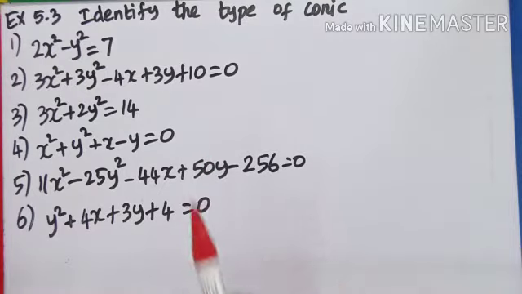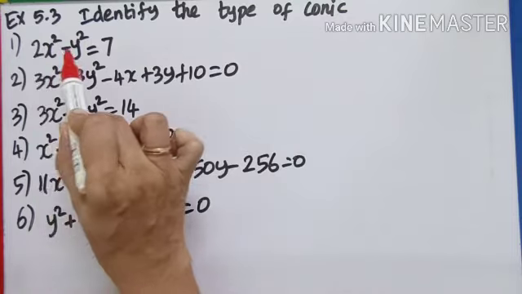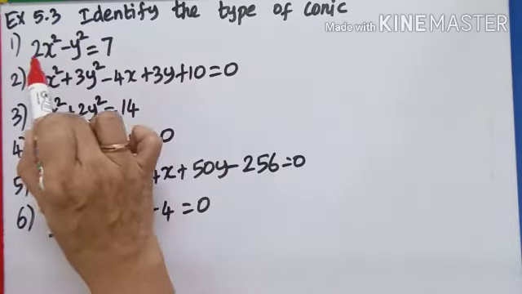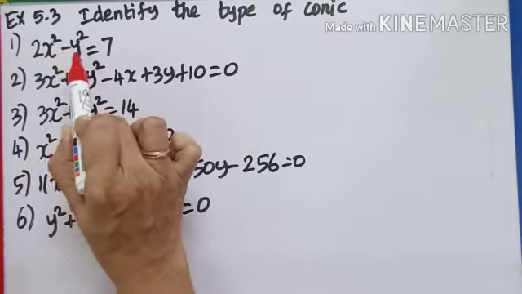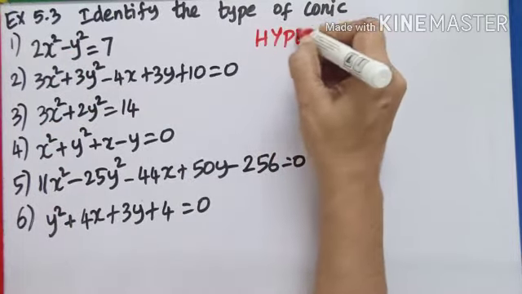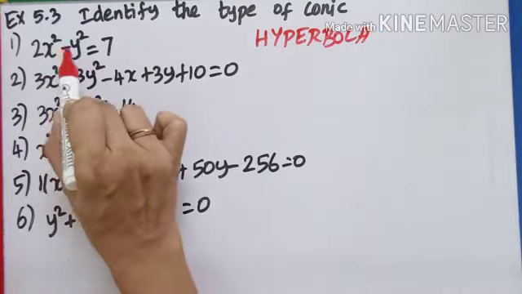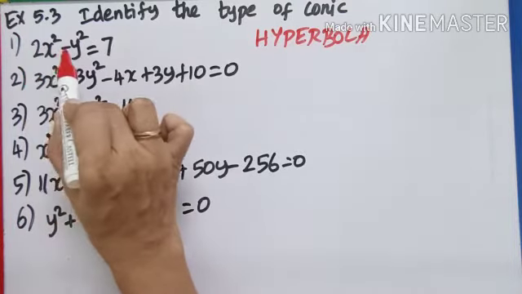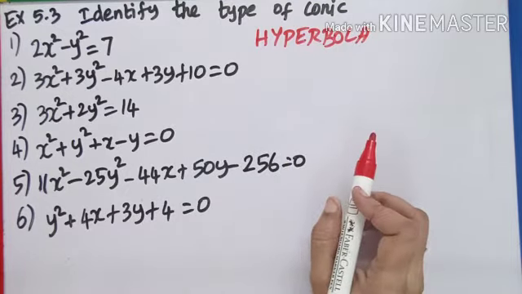Exercise 5.3, identify the type of conic. 2x² − y² = 7. See, here 2, here the number is 1. So they are not equal and there is a minus symbol. So this is a hyperbola. So how do I identify? The x square, y square coefficients are different and one is positive, one is negative. So this gives rise to a hyperbola.